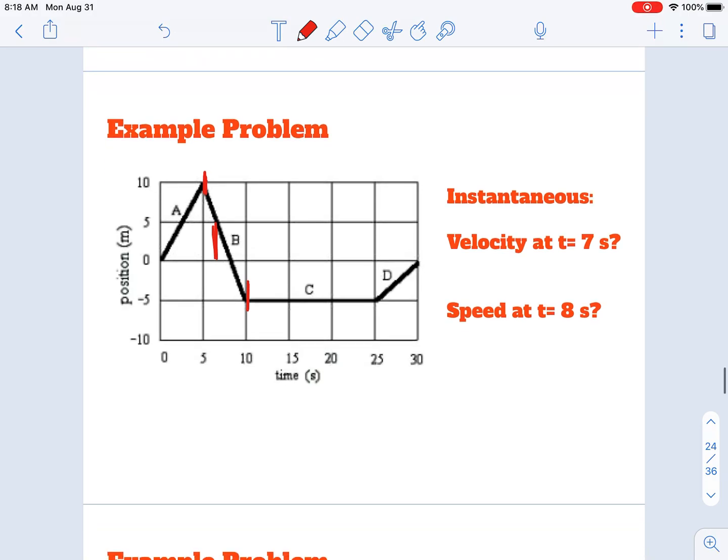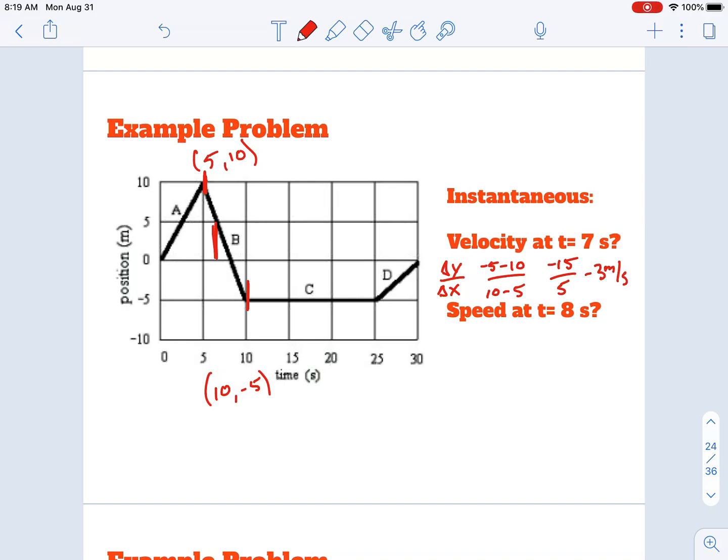Using that, we're going to calculate using these 2 points, (5, 10) and (10, -5). And remember, our instantaneous velocity is just going to be our slope, delta y over delta x, which is going to be -5 minus 10 over 10 minus 5, or -15 over 5, which would give us an instantaneous velocity of -3 meters per second.